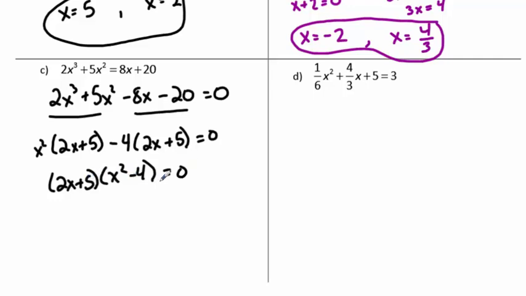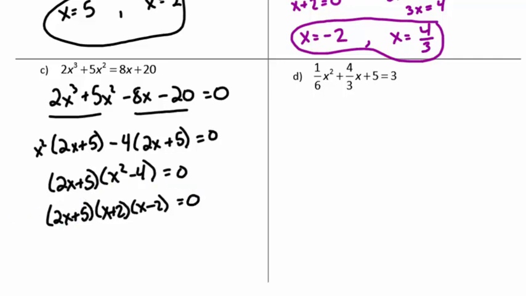Now this is a product equal to 0, but this product is not yet completely factored. Since x squared minus 4 is a difference of squares, I can factor that again. So let's keep factoring. We've got 2x plus 5 times the difference of squares here will factor into binomial conjugates, x plus 2 times x minus 2. So I have three things multiplied to 0.